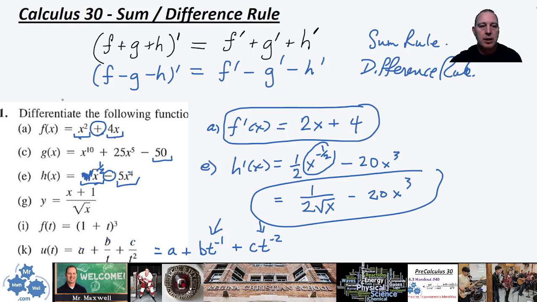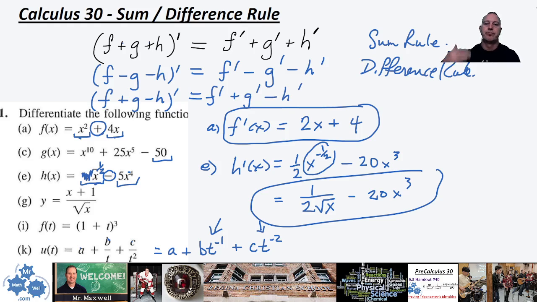It's literally, I could write a third one. I'll do that real quick. Plus g minus h, okay? No problem. It's f prime plus g prime minus h prime. That's the combination. Good to go?